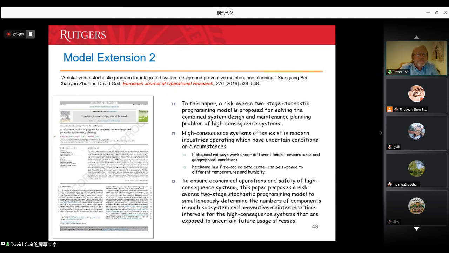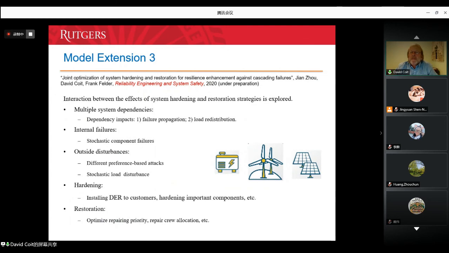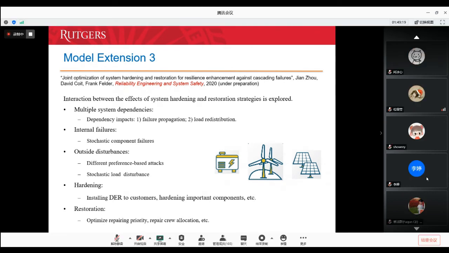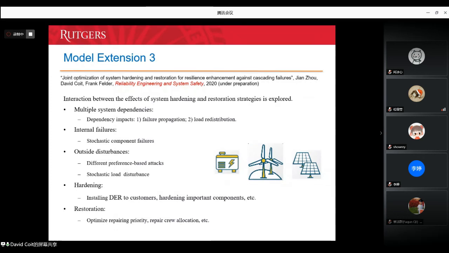So let me move on now. Model extension number 3. We're working on this right now, in fact, literally today. You see I have identified a journal paper with Zhenzhou, myself, and Frank Felder, who's the director of the Energy Center at Rutgers University, and I say under preparation, and that's true. Here our system design will be what's called system hardening of the electrical power grid, and those will be stage 1 variables. Then restoration means if there's an extreme event like a flood that causes the electrical distribution to fail, so there's no electricity, how can you restore it?